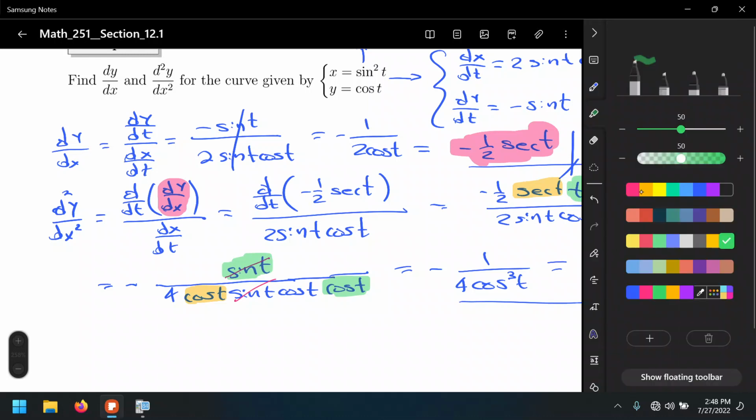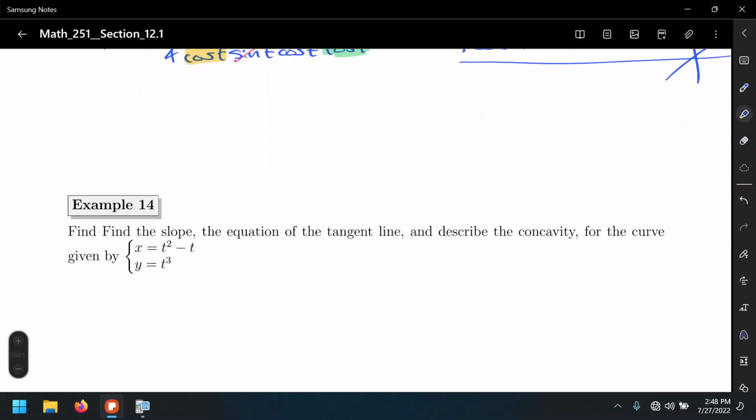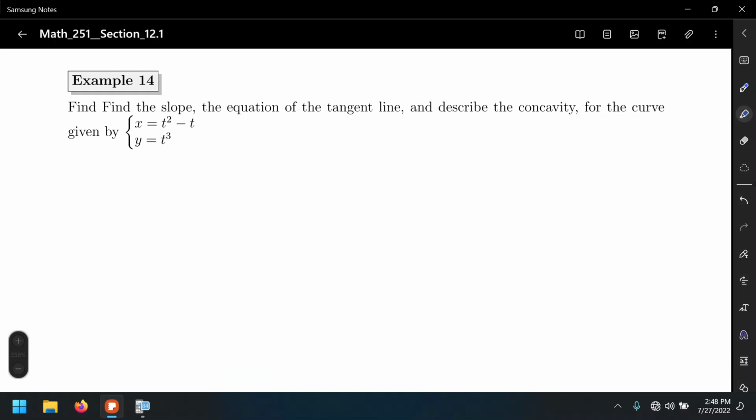Let me also color code this one right here. All right. For example, number 14, find the slope, the equation of the tangent line, and describe the concavity for the curve given by x equals t squared minus t, y equals t cubed. So, yeah, concavity, that's the second derivative test. So we're going to take some derivatives, set some equations. Well, all right, this one is going to take a good minute to go.